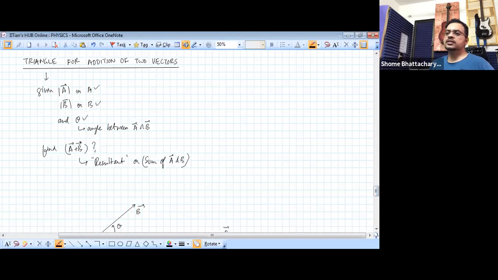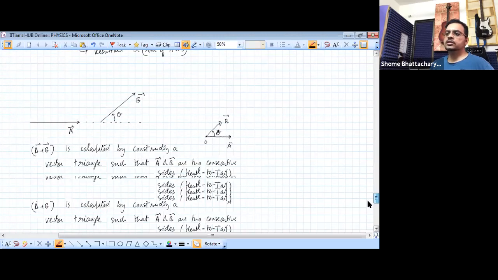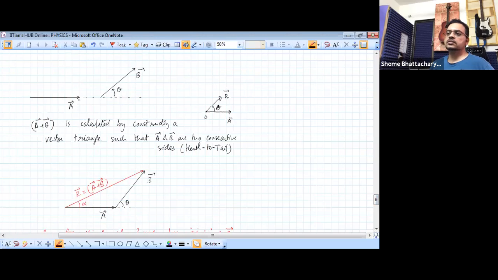So given two vectors such that we know their magnitudes and we know the angle between them, we want to find out the resultant. In other words, we are given these two vectors drawn as arrows. We know the length of the arrows, we know the angle between them. So how to construct a plus b?